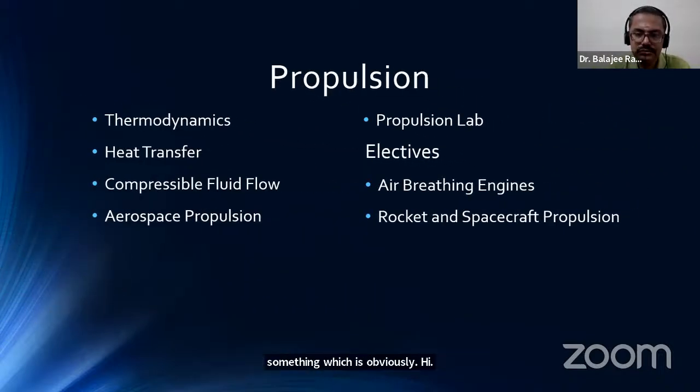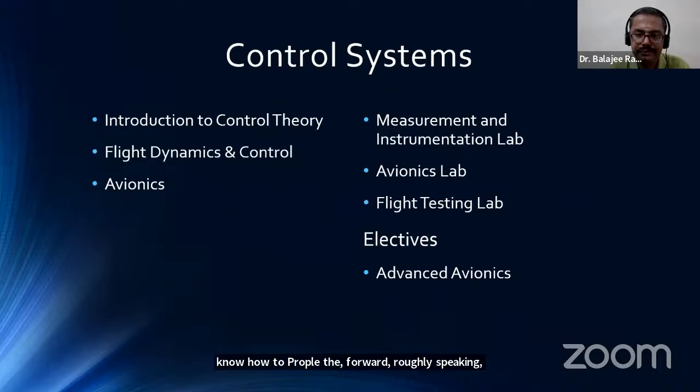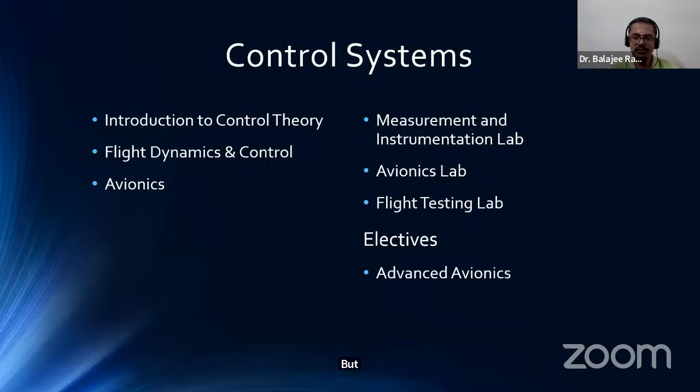Propulsion is the science of how to propel the aircraft forward. Roughly speaking, engines, but you can have other types of propulsion also. Then control systems, how to steer the aircraft. Steering is a control in your car. Similarly, we have other controls in aerospace systems like the joystick, rudder, elevator, and ailerons. The branch dealing with this is control theory, and it's also known as flight dynamics.